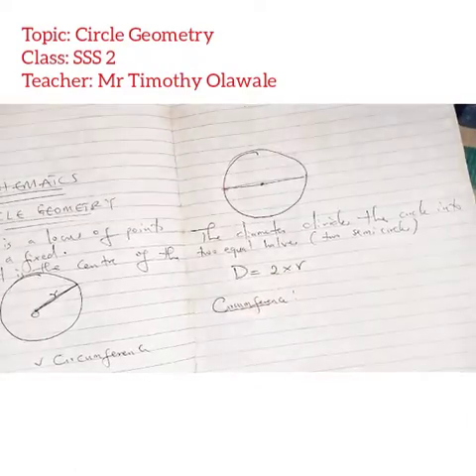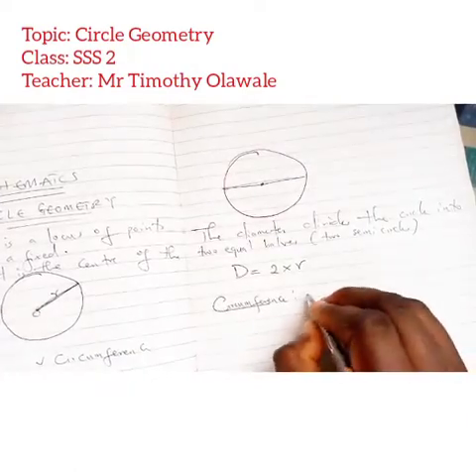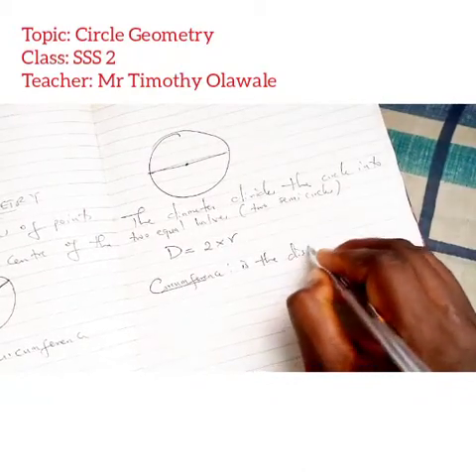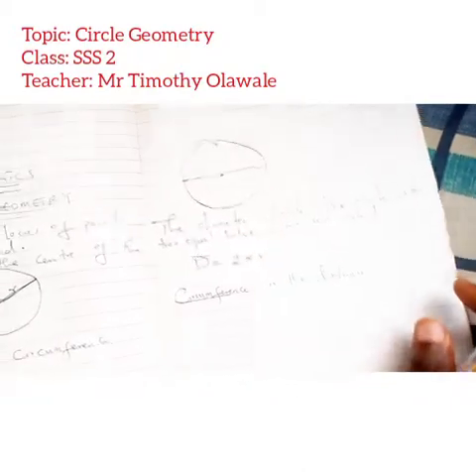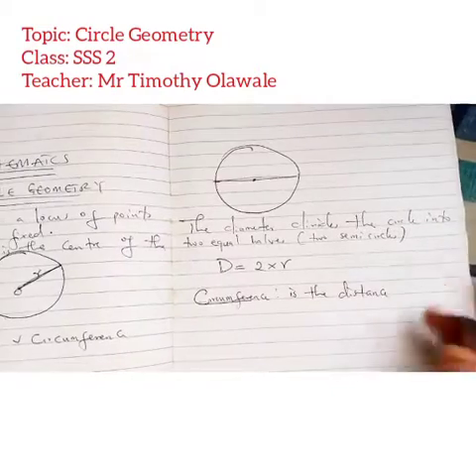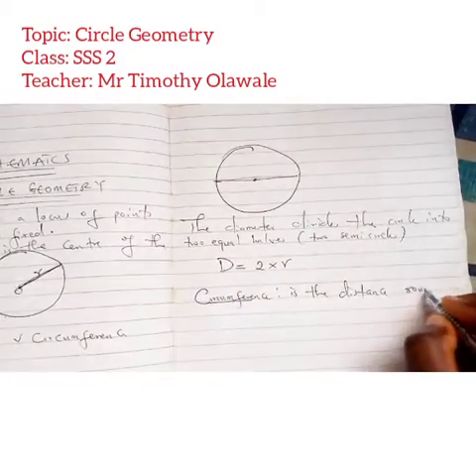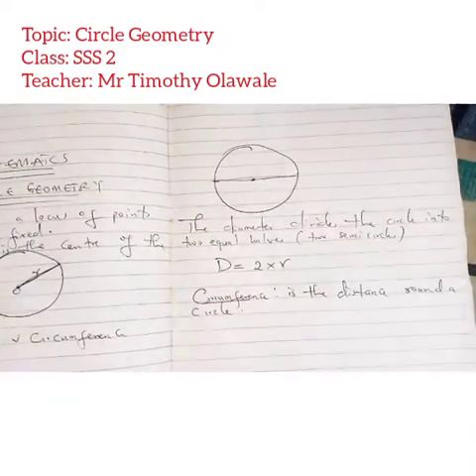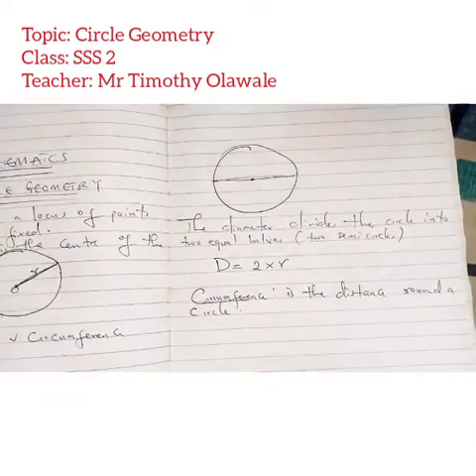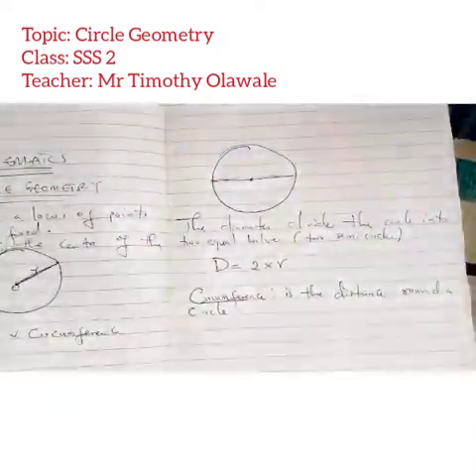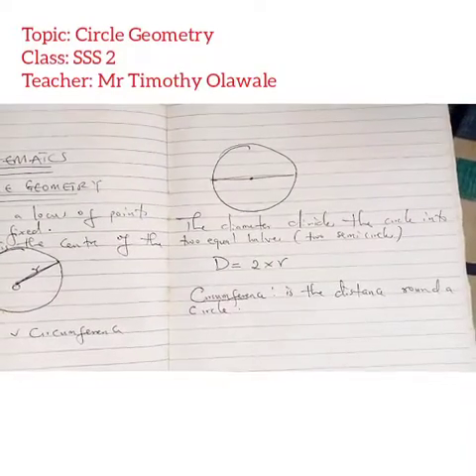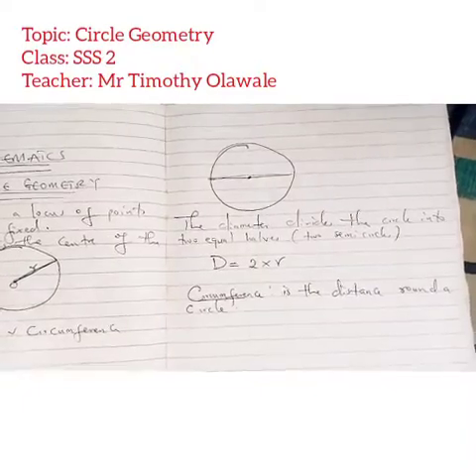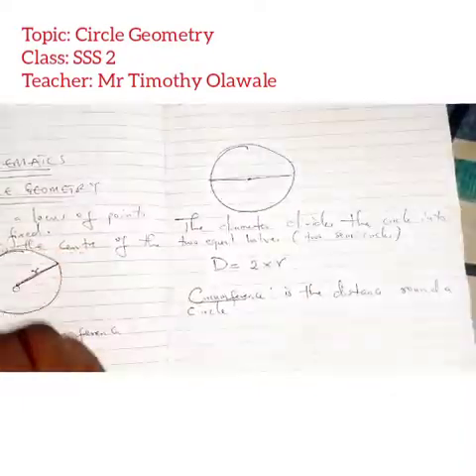The circumference is the distance around a circle. That's why we mention a point on the circumference or a part of the circumference, because it's the distance around the circle.